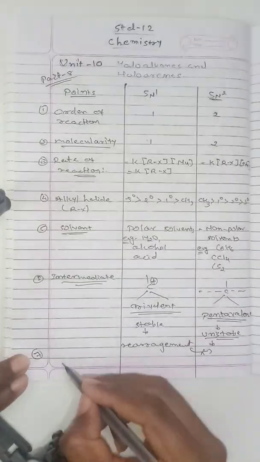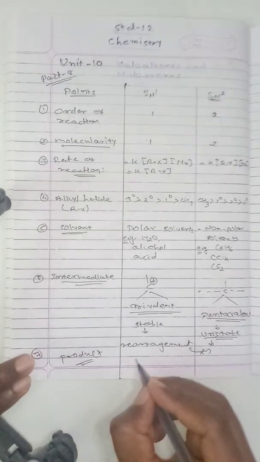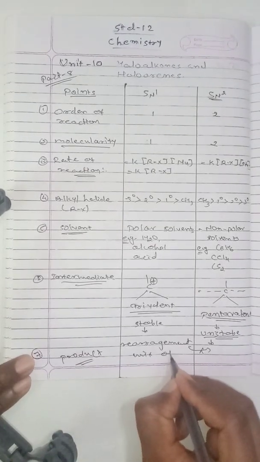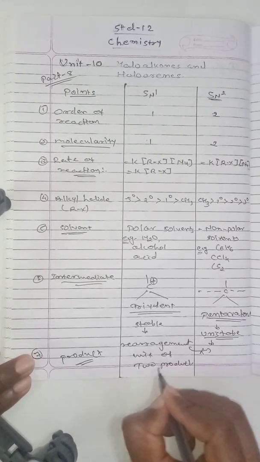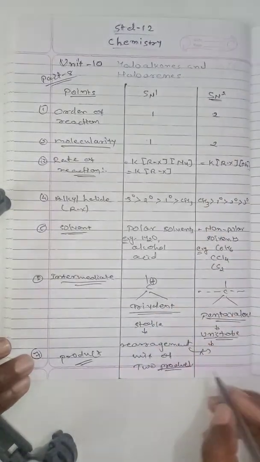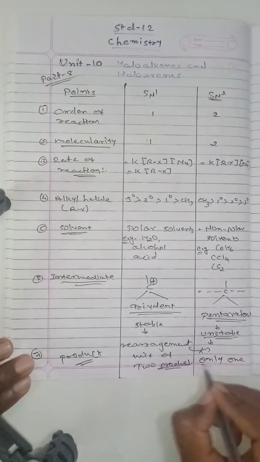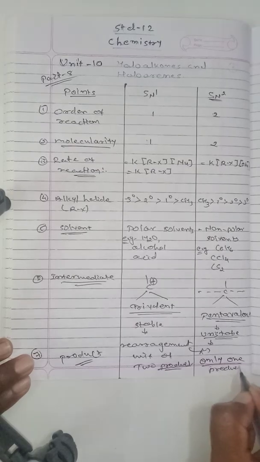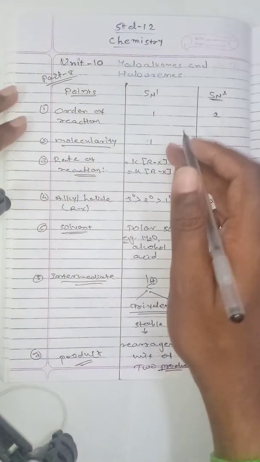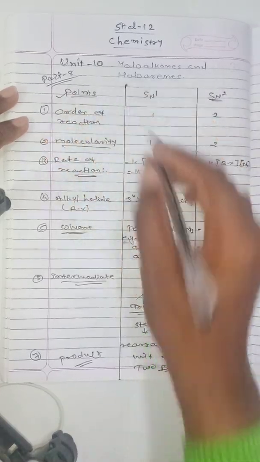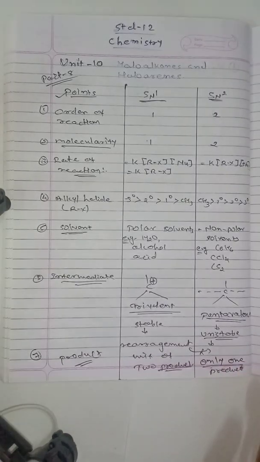And last, the product. In SN1 reaction, a mixture of two products we get, while in SN2 reaction only one product is formed. So this is the comparative study of SN1 and SN2 reaction.